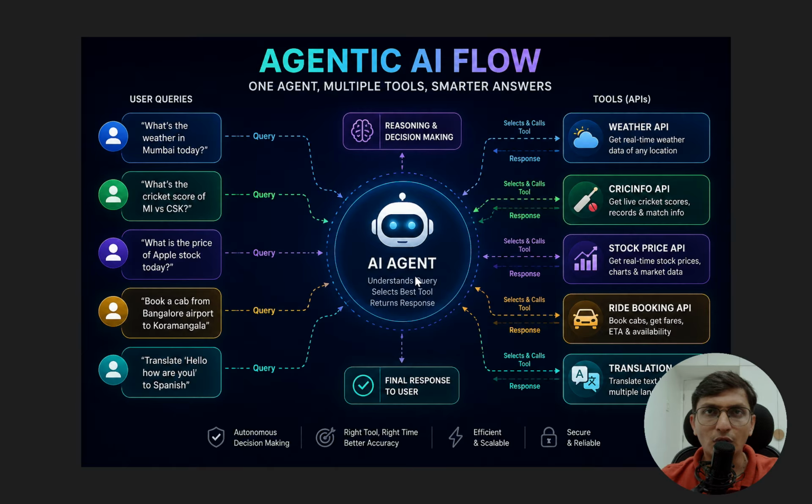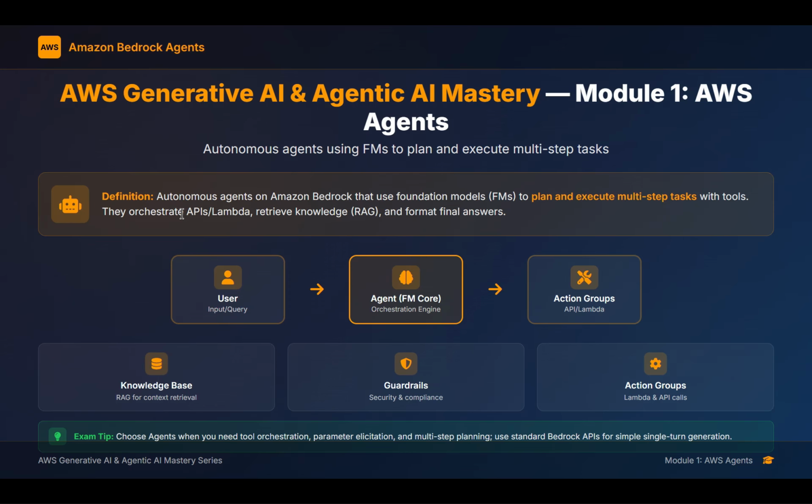Now I'm sure that you got the understanding, so let's get started and deep dive into the theory. Let's talk about the definition and try to understand and break this in modules. So what it says is that the AWS agents are the autonomous agents on AWS Bedrock that use foundation models to plan and execute multi-step tasks with tools.